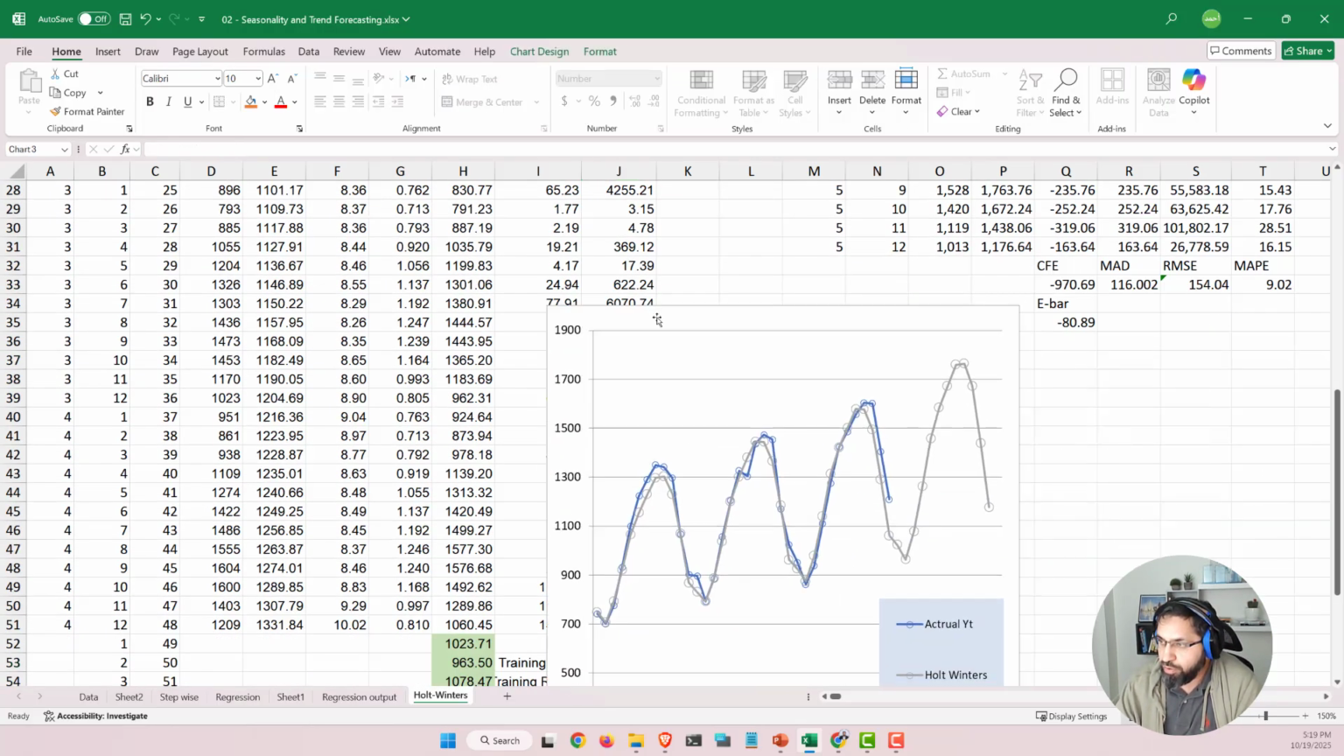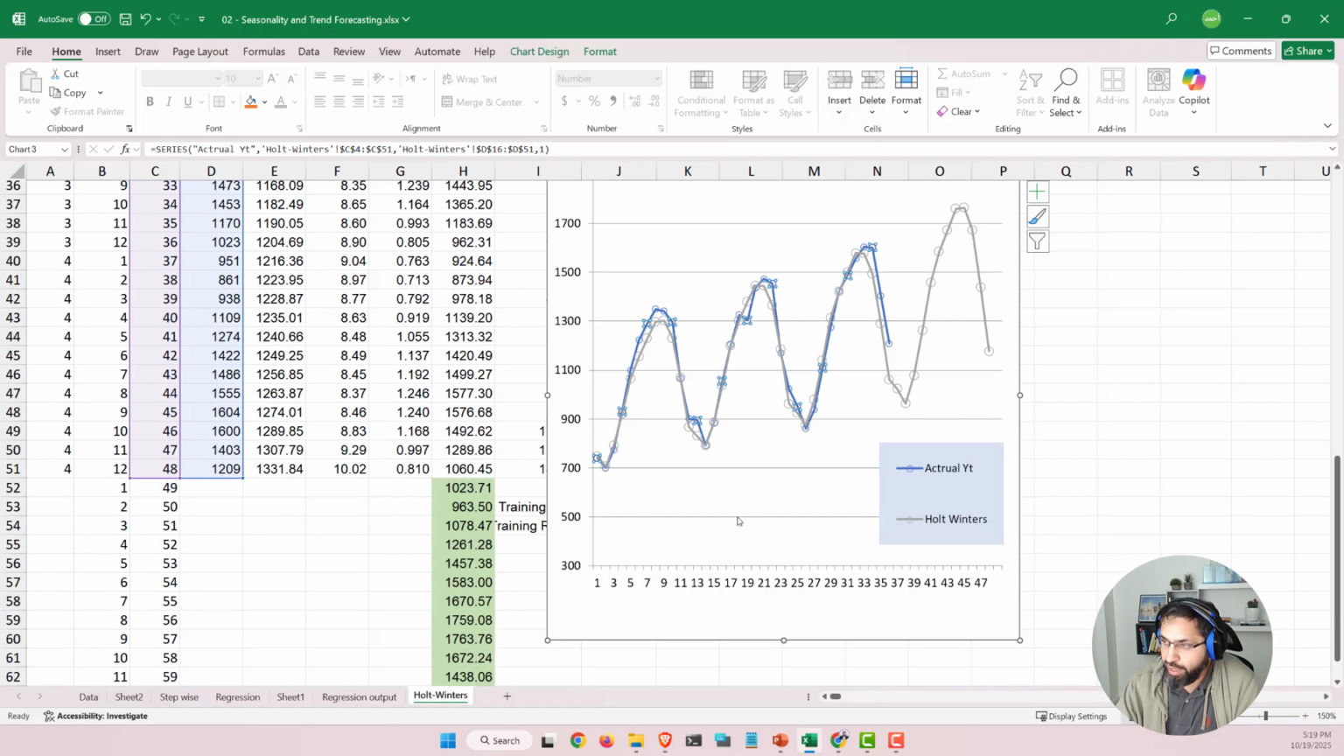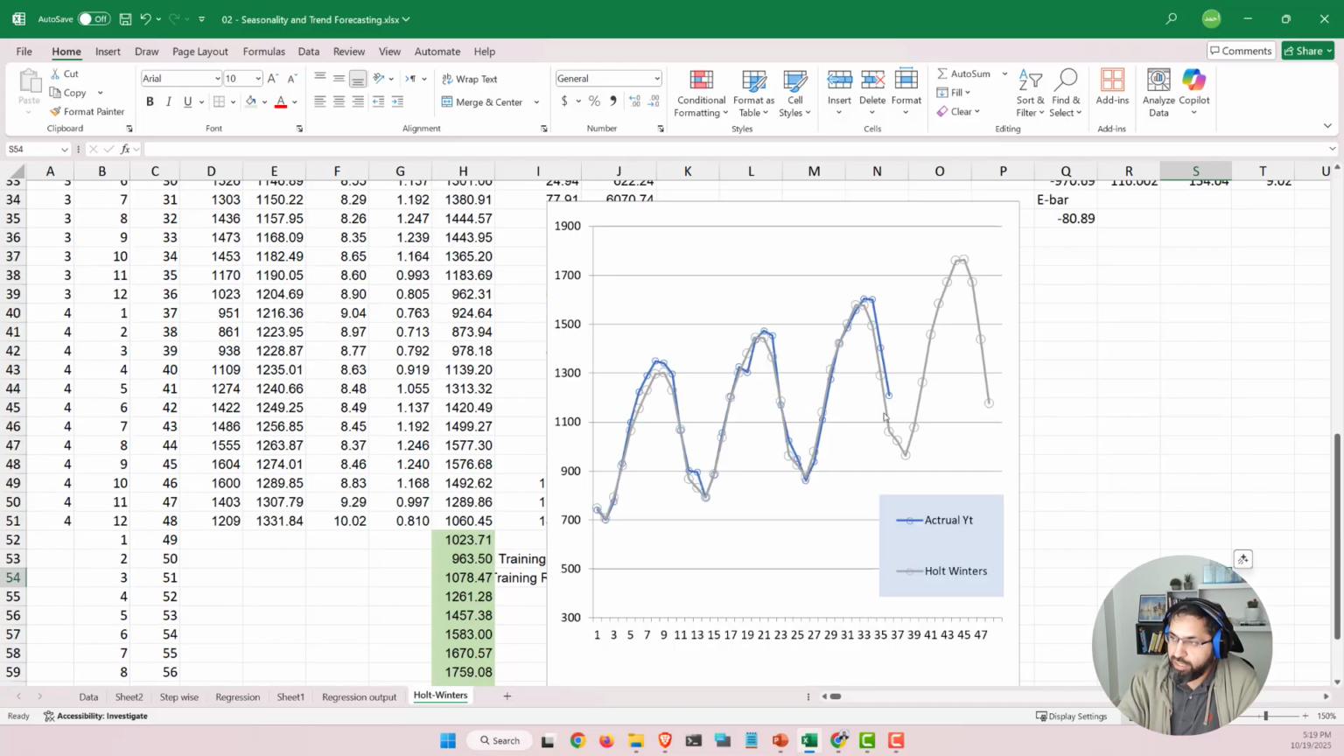This is a plot of the true values of the sales in blue and the Holt-Winters forecast in gray. And you can see how closely the gray is tracking the blue values, and then it's giving you a forecast for the next year, which looks very believable. If you just extend the pattern visually, you get this pattern for next year's sales forecasts.